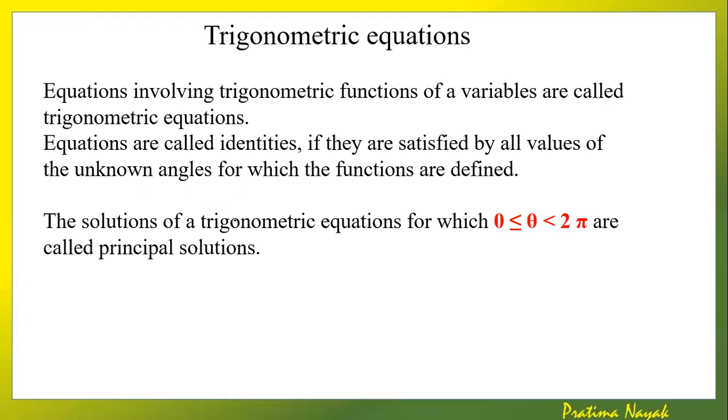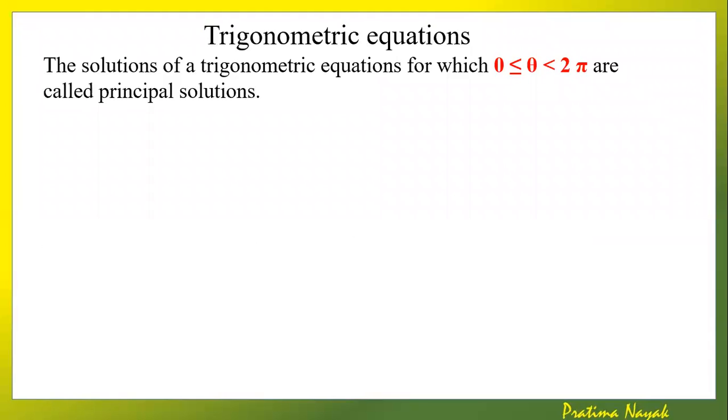Now the solutions of the trigonometric equations for which theta lies between 0 to 2 pi are called principal solutions. Then if it is a principal solution, is there any other solution? Yes, there is the general solution. What is it? General solution. For example, let us take an example. It will be better.